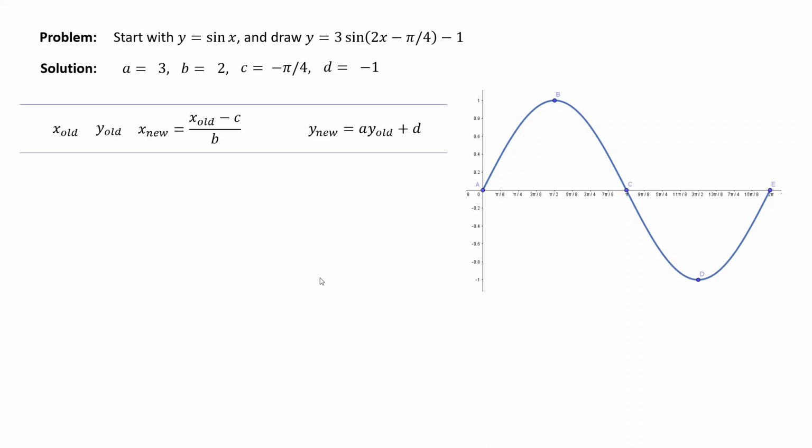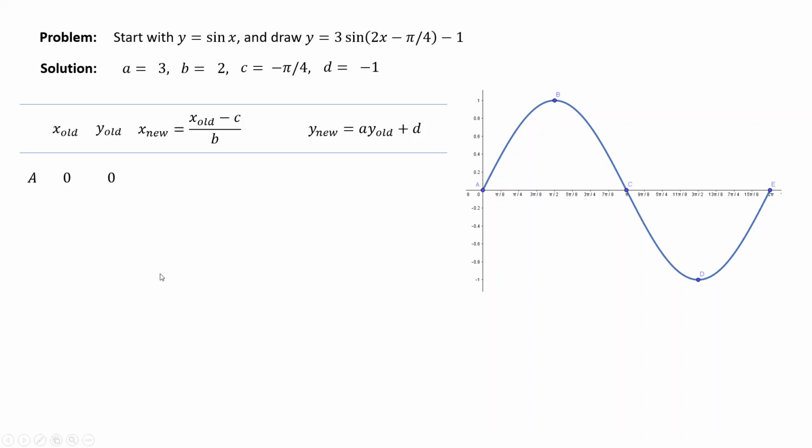Now let's construct our table. In our table, we'll have a column for x old, a column for y old, x new, and y new. Okay? All right. First, let's look at point A. This point. What is the x old of point A? What's its x value? 0. What is the y old for point A? Again, 0.